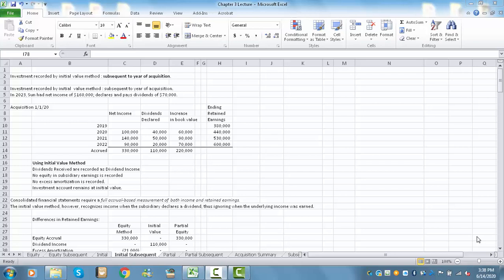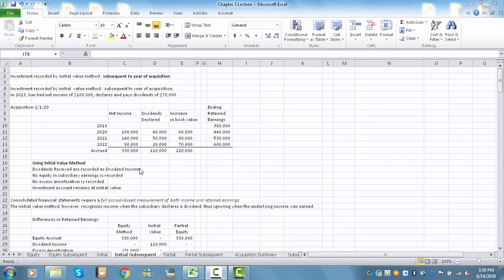Now, what happens when we're in a subsequent year, any year after acquisition, when we're using the initial value method? Well, the investment recorded by the initial value method, in 2023, Sun had net income of $160. They declare and pay dividends of $70,000. Acquisition, remember, was 1/1/20. So this is the accrued net income totaled up, accrued dividends declared, and therefore the increase in the book value.